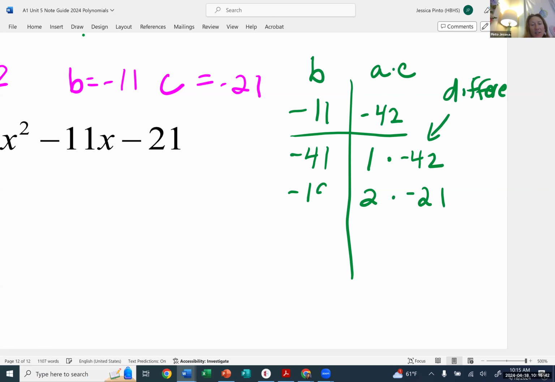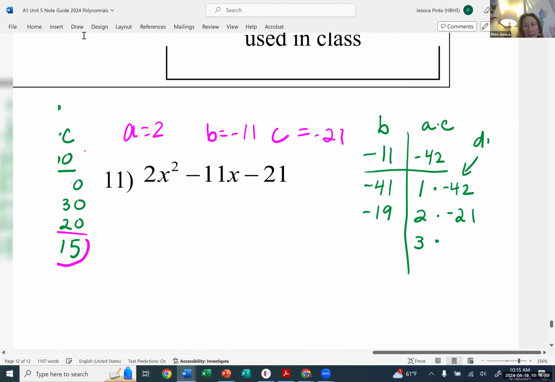Negative 19 is correct. Okay, 42, is it divisible by 3? Yes, 4 plus 2 is 6. So this number is divisible by 3. Let me do some side work.